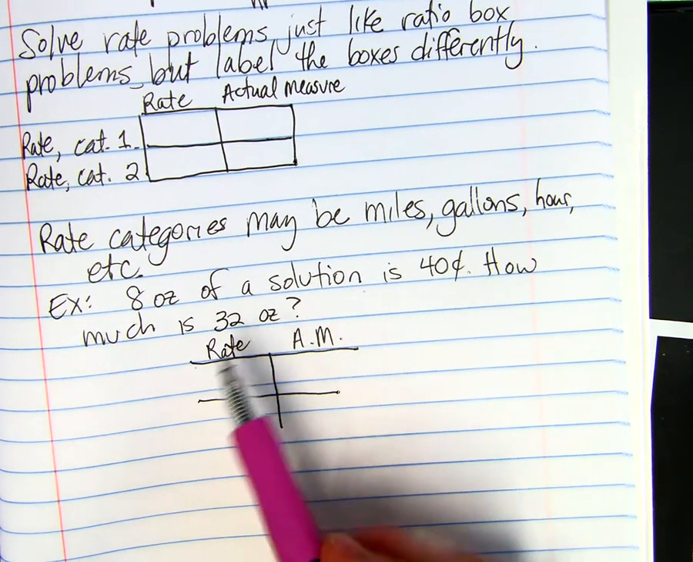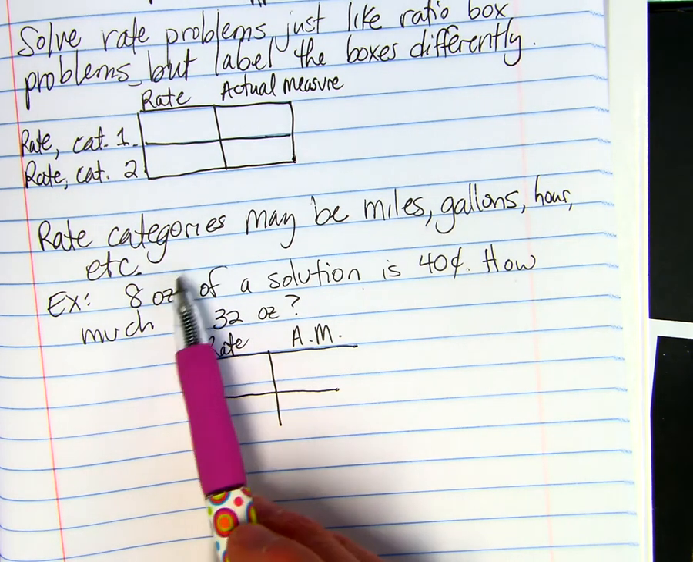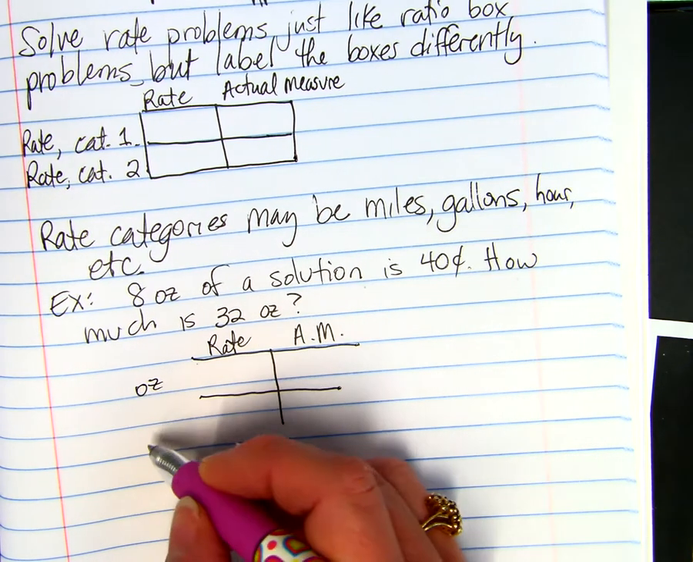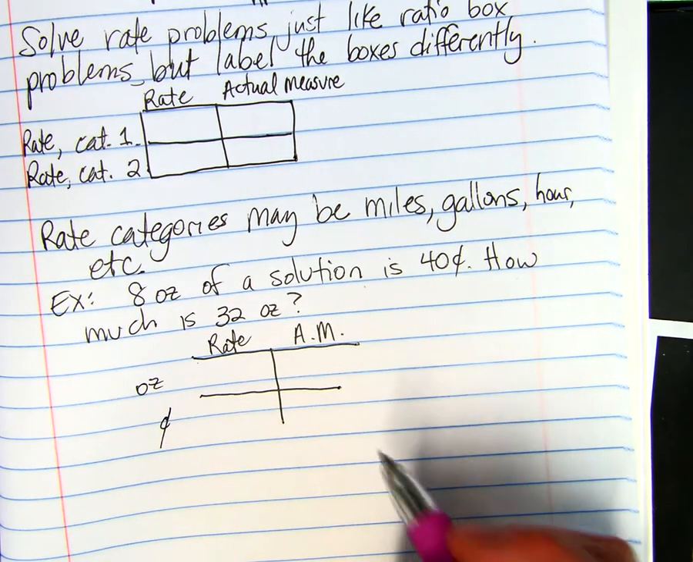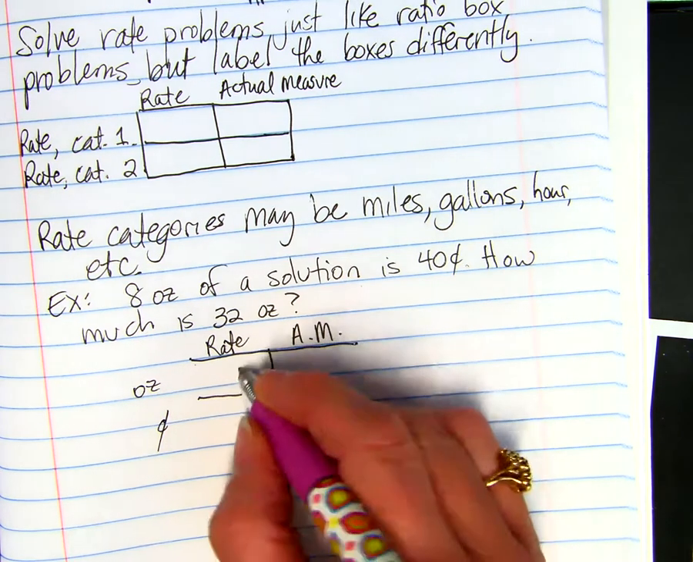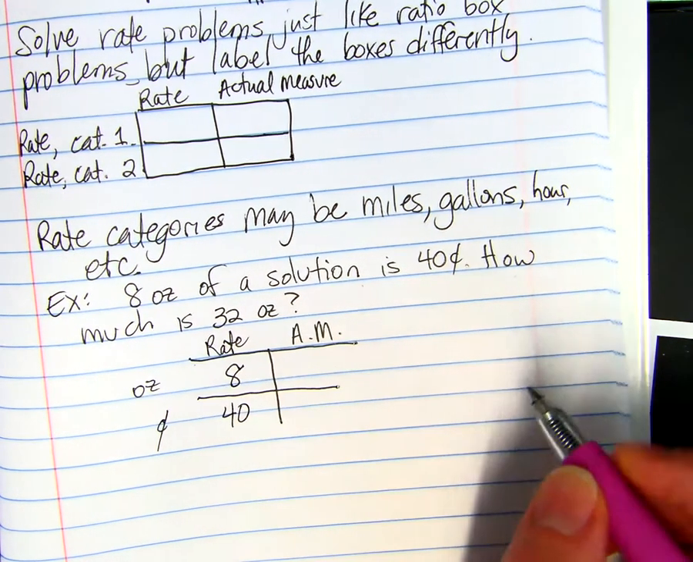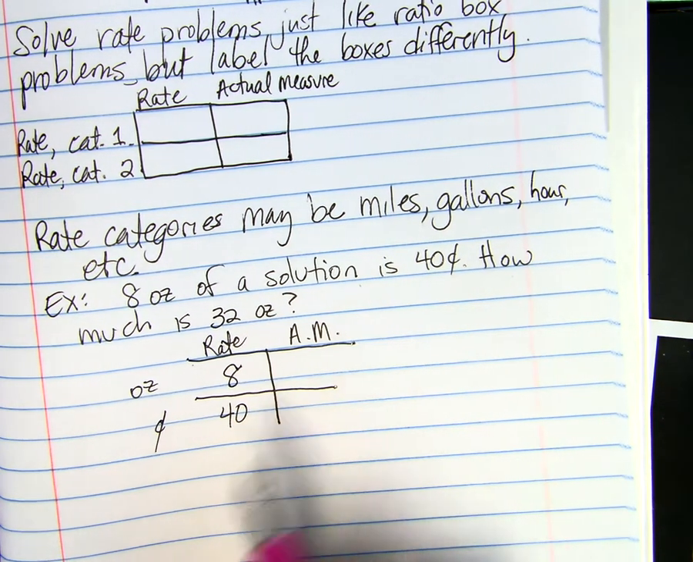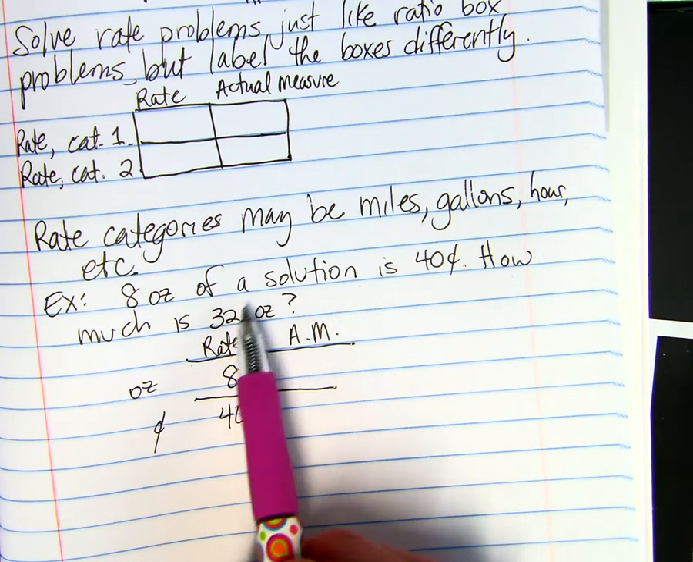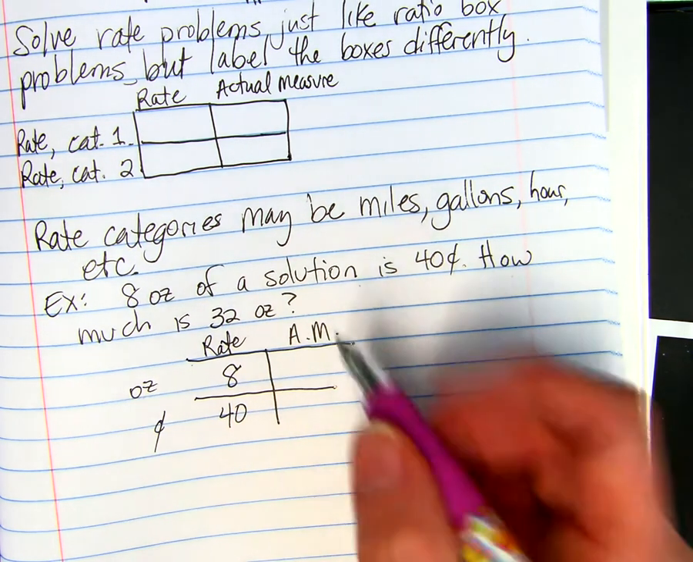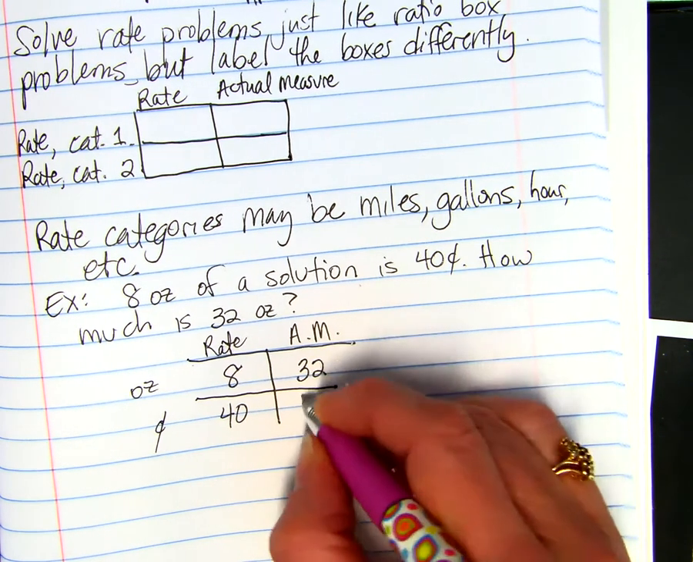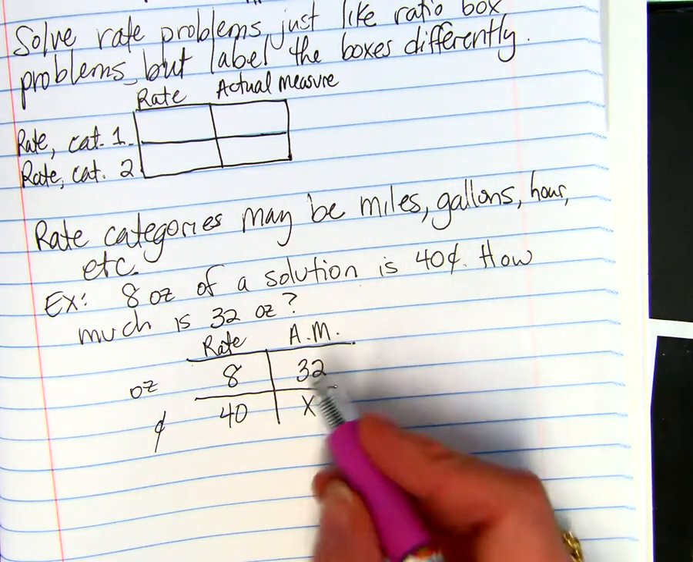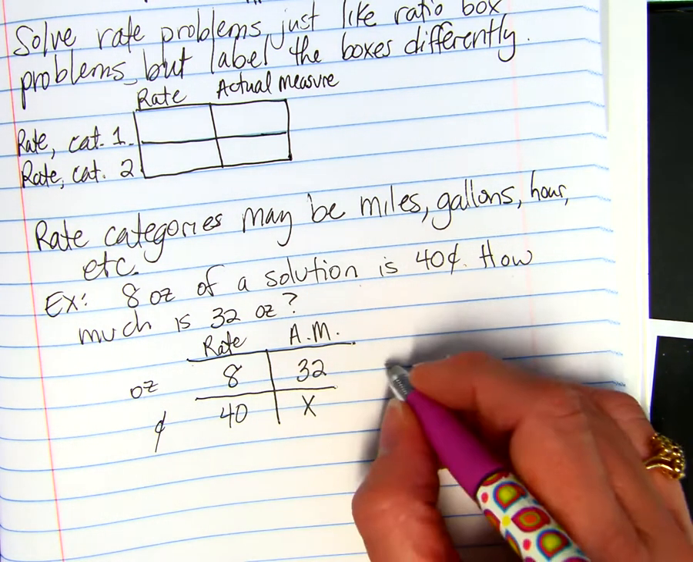Okay. Then we look at our categories, and we have ounces and cents. So we're going to put ounces and cents. So we have the actual rate is 8 for 40 cents. Oh, whoops. Yes, that's right. And then the actual measure is 32 ounces. So I'm going to come and put that in my ounces spot. And then we want to know X. So we can pull out the plus sign or pull out the vertical line, put an equals between.